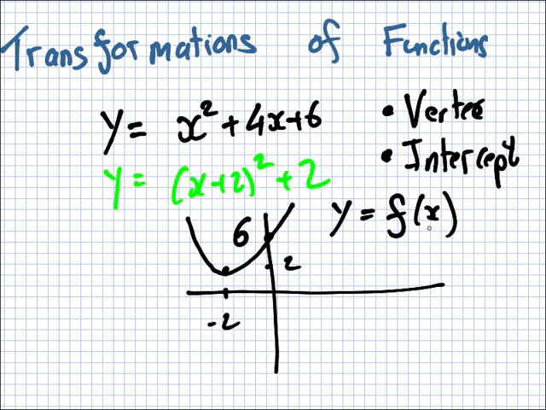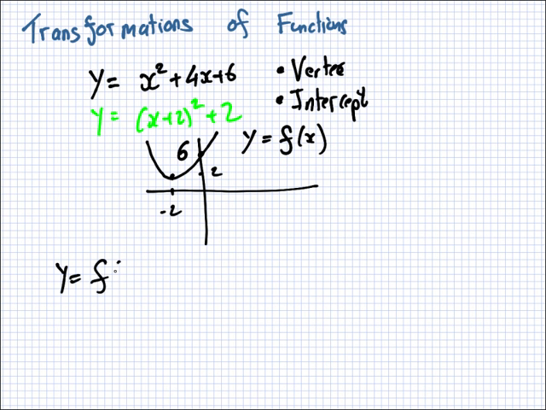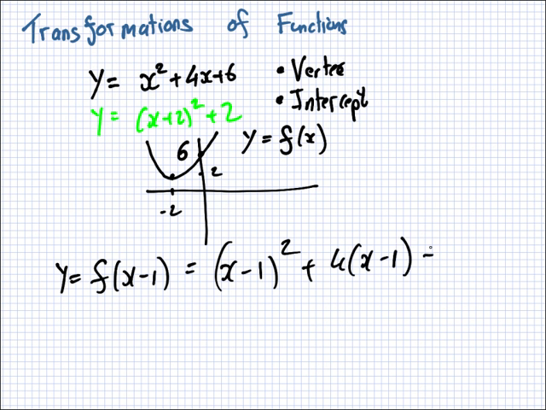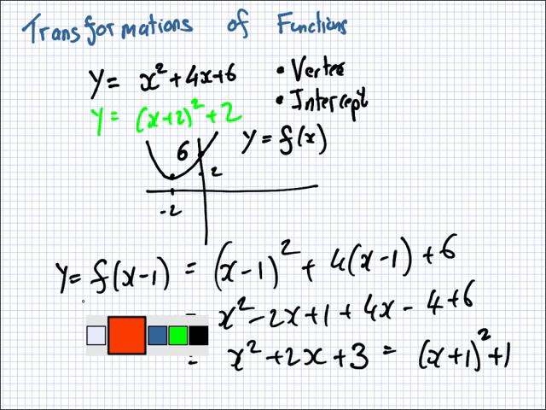Let's call this f(x) as an example. I want to know what happens if I draw this, f(x minus 1). Well, that equals (x plus 1 minus 1) squared plus 2. So that's x squared minus 2x plus 1 plus 4x minus 4 plus 6. That's x squared plus 2x plus 3, which is equal to (x plus 1) squared plus 1.